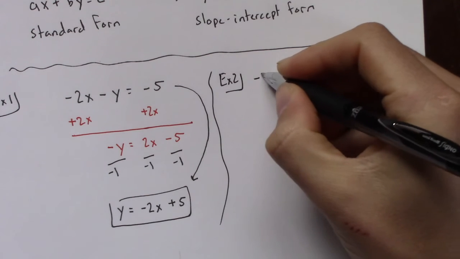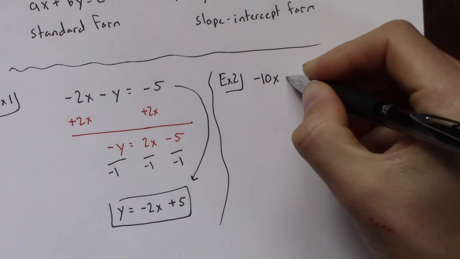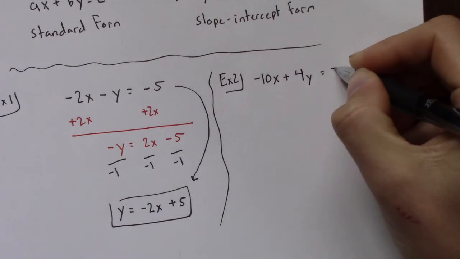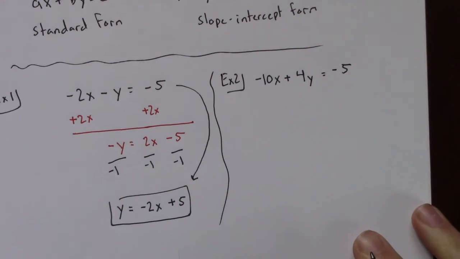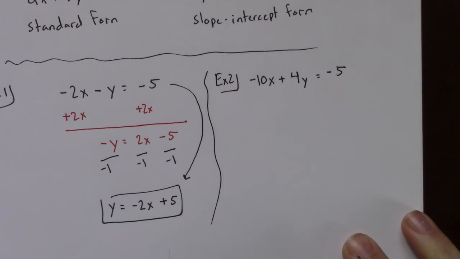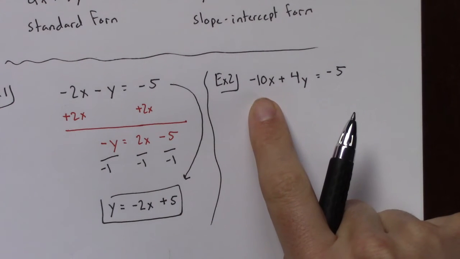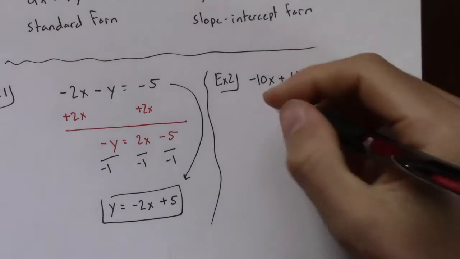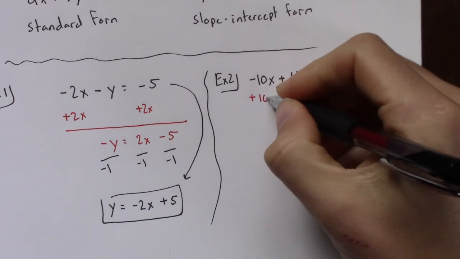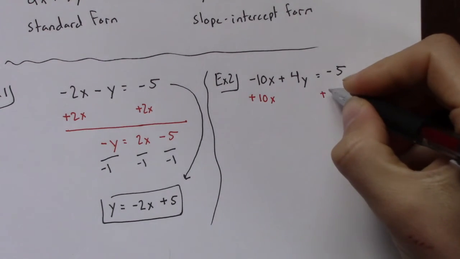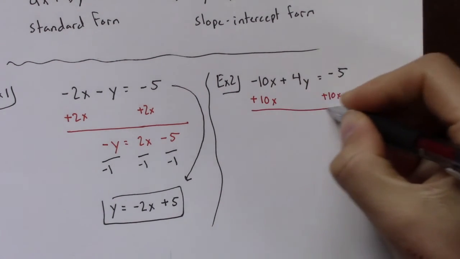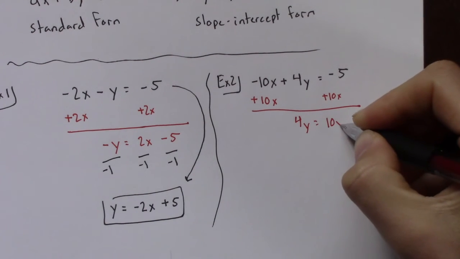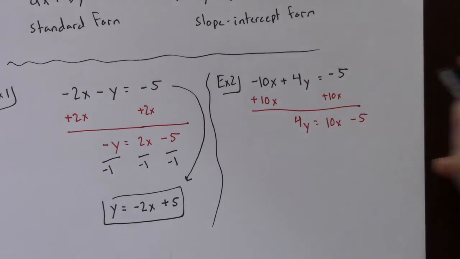And let's go right here. Negative 10x plus 4y equals negative 5. So very, very similar. I need to essentially do the same thing to start. I got to move this negative 10x. How do I undo a negative 10x? I need to add that 10x. So I'm going to add 10x to both sides. So now I've got 4y is equal to 10x minus 5.